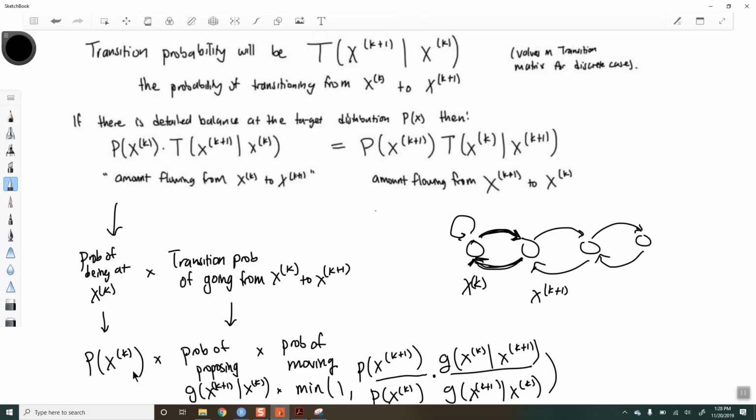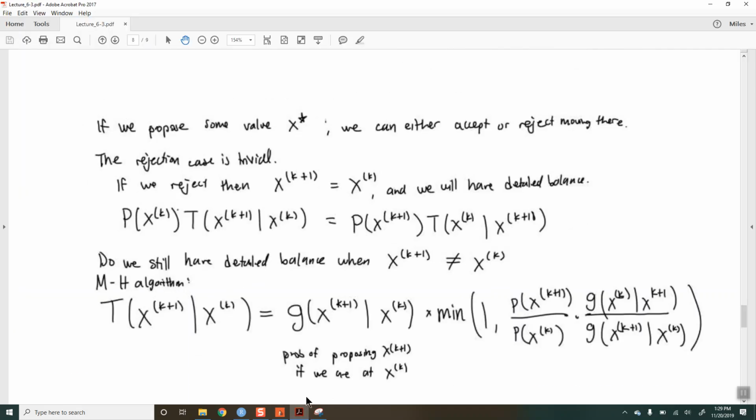Right? So the amount flowing is, first you have to be on that island or be at that state, and then we multiply it by the transition probability of going from that state to the adjacent state or the next state. And then we want this to be the case for all pairs of xk and xk plus 1. All right, so that's what I have here, right?